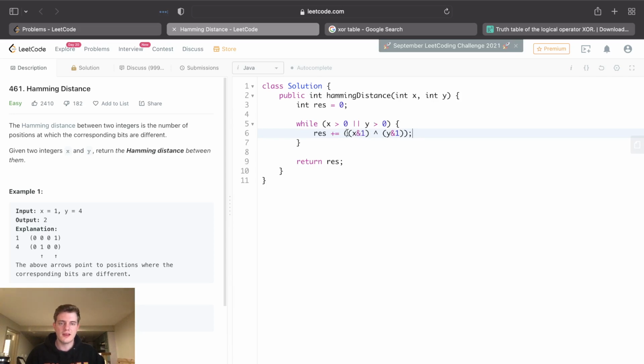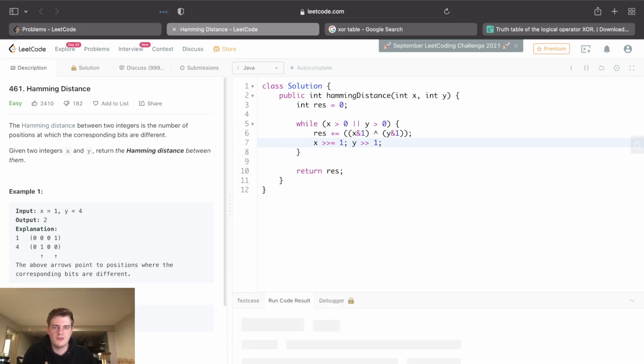So we're going to XOR the rightmost bits, and the reason why we do the rightmost bits is because now we can right shift them. So we'll right shift x by 1, and we'll right shift y by 1. Right shifting just means literally, as you would predict, if you look at the representation, it shifts it over to the right. So this 1 would become 0, this 4 would become 2.